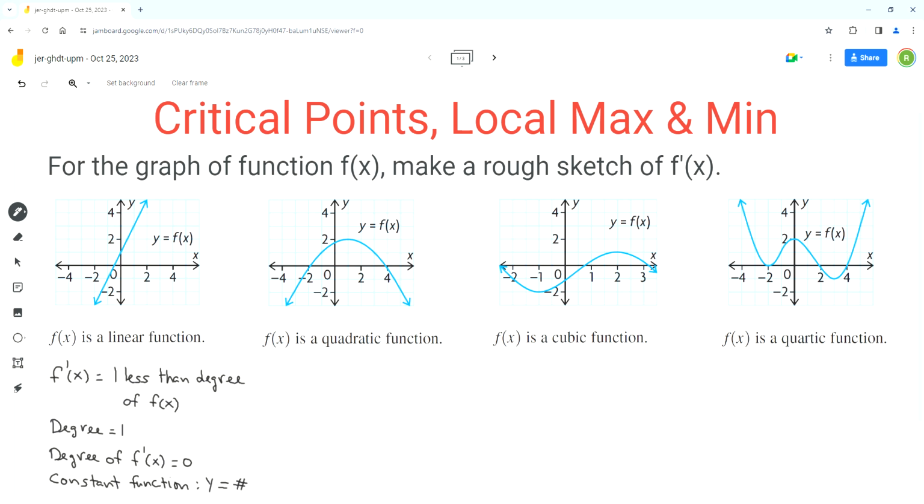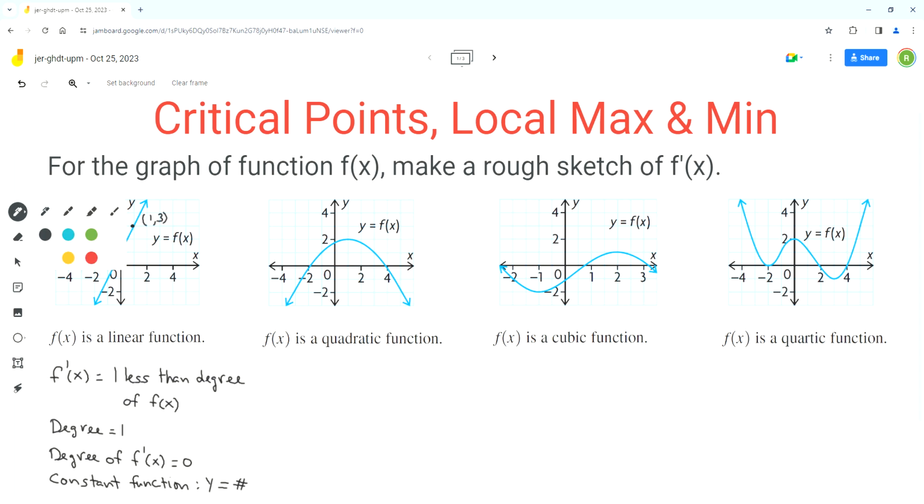Now to find the slope of the straight line, we can identify two points that lie on this line. The first one is the y-intercept, the other one is this point here, which is (1, 3). Between these 2 points, the rise is 2 and the run is 1. So the slope of this straight line is 2. That means the derivative of this function is a horizontal line that passes through the y-axis at 2.